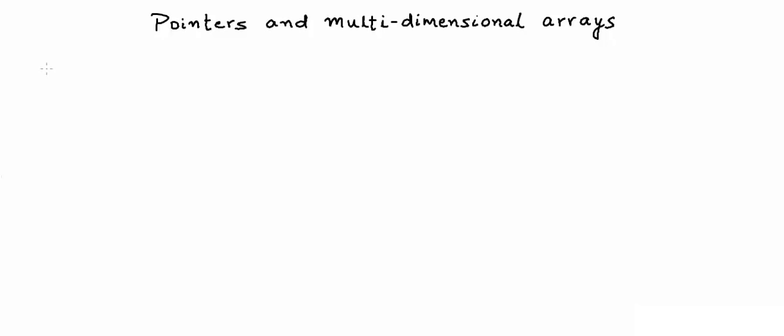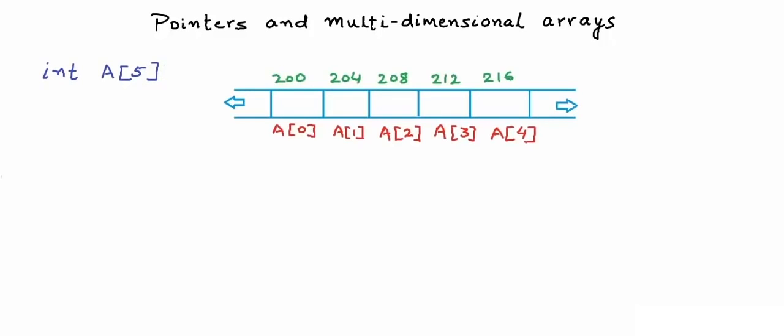When we declare a one-dimensional array, something like this, let's say we are declaring an integer array A of 5 elements, then basically what we are doing is we are creating 5 different integer variables that we can name A0, A1, A2, A3 and A4 as one contiguous block of memory.